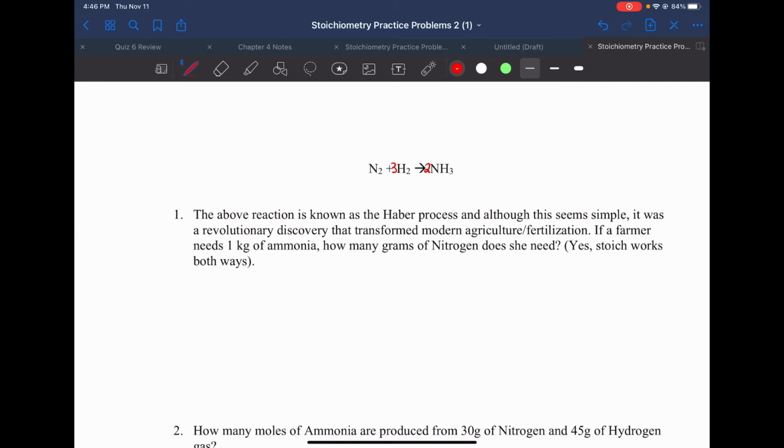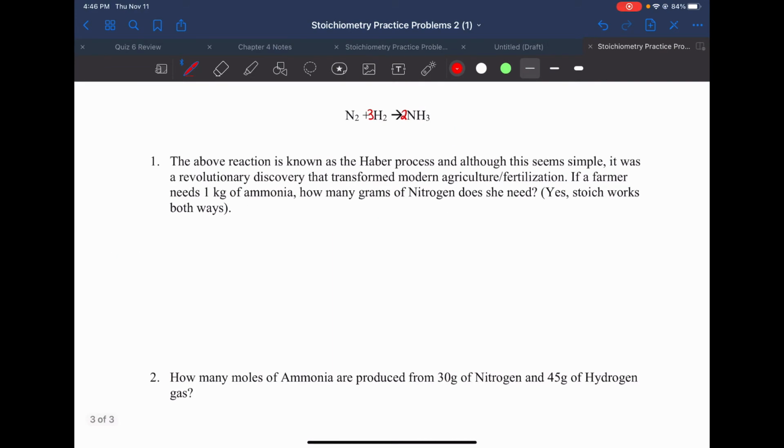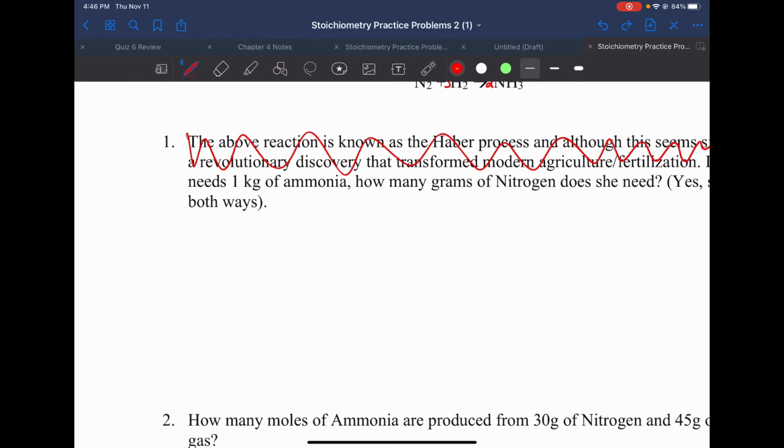Okay, 3 and 2. So the first question is, all this nonsense, you don't need any of this. If a farmer needs 1 kilogram of ammonia, how many grams of nitrogen gas does she need? Well, hold on a second. We're going backwards because I gave you the amount of ammonia, but I'm asking you to go back to the grams of nitrogen. Well, that's totally fine. We have a system in place to do this. We have stoichiometry. So the first thing we need to do is convert out of kilograms to get into grams because our molecular weight is done in grams per mole. So let's first get to grams.